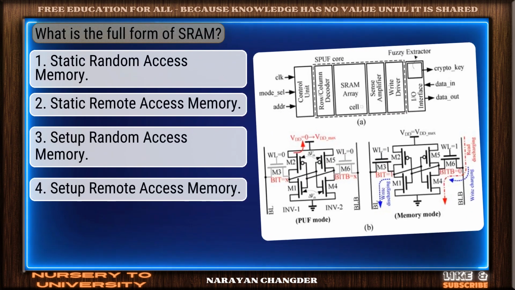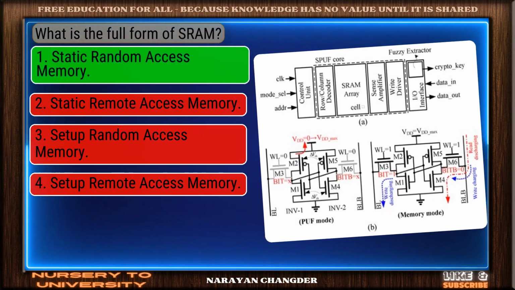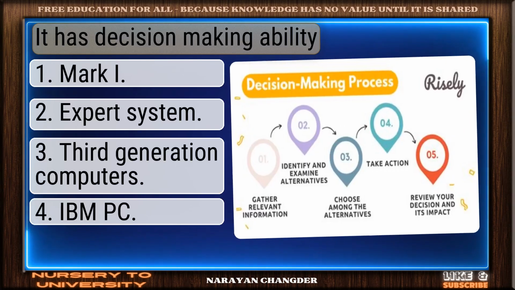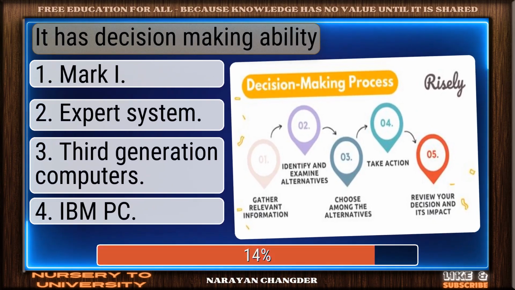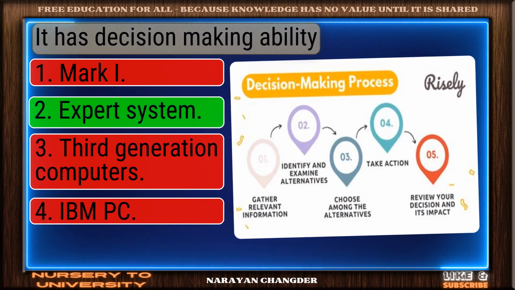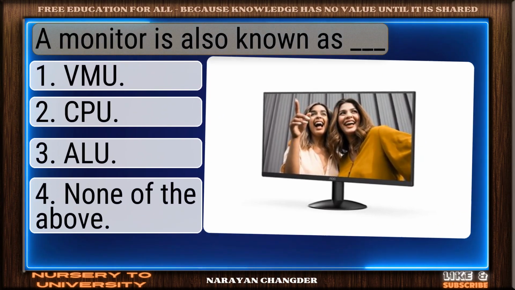What is the full form of SRAM? You're right. Static random access memory is correct. It has decision-making ability. You got it. Expert system fits. A monitor is also known as dash.